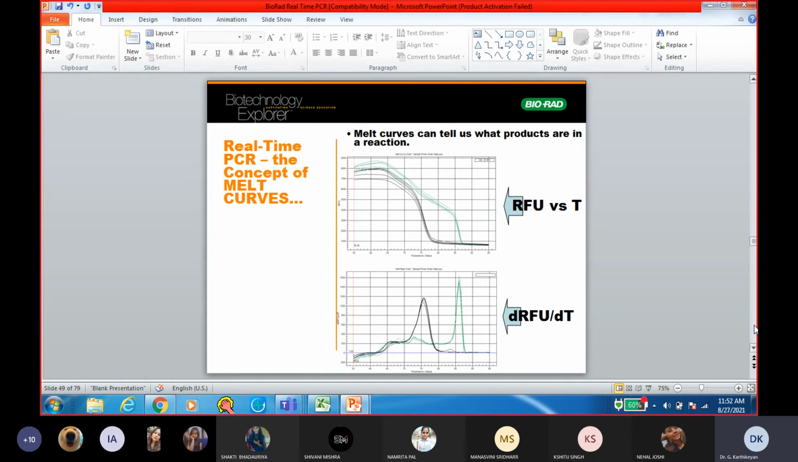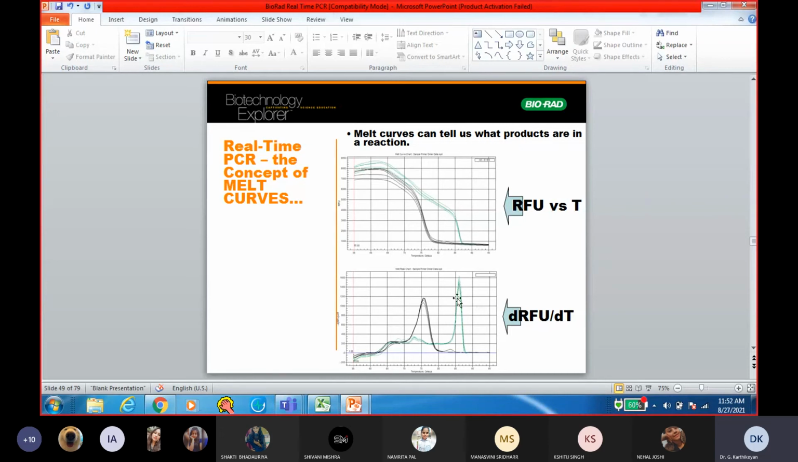Melt curves tell us how many products are there in the reaction. As I said, it is one thing to have 96 samples, but the question is, among these 96 samples, if you want to categorize them into mild viral load, medium viral load, normal viral load, or extremely high viral load, this is what is going to help us differentiate that.